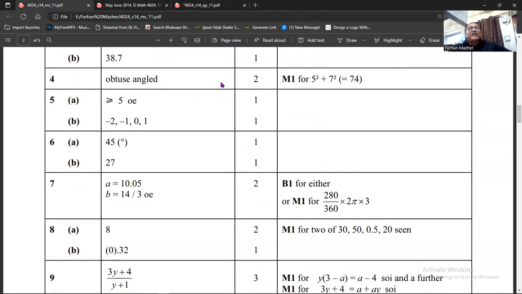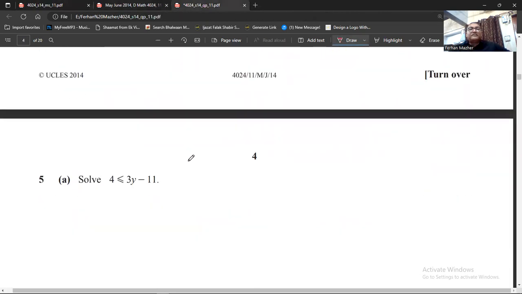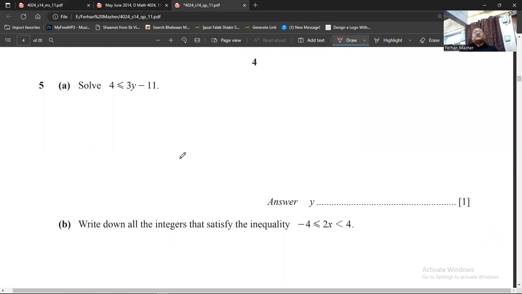Okay, so we have to prove like this. So I hope you understand this. Question number 4. Question number 5A part, he says solve.